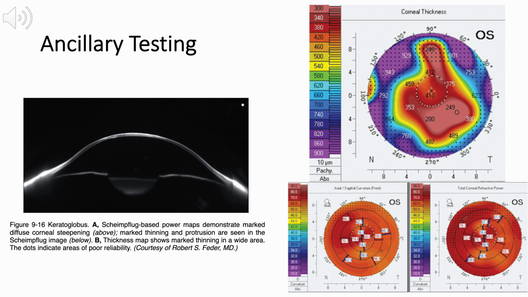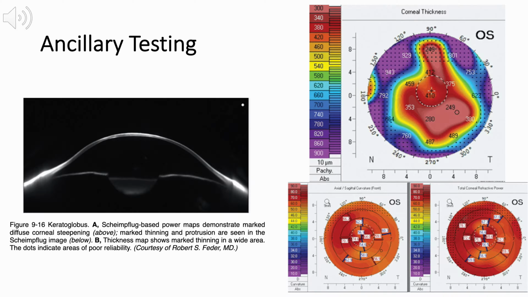Ancillary testing plays a critical role in diagnosing keratoglobus and assessing the extent of corneal changes. Scheimpflug-based imaging is particularly valuable, as it can highlight both steepening and thinning patterns across the cornea. In keratoglobus, power maps typically demonstrate diffuse corneal steepening, seen in the bottom right picture, while thickness maps reveal extensive areas of marked thinning, as noted by the top figure.